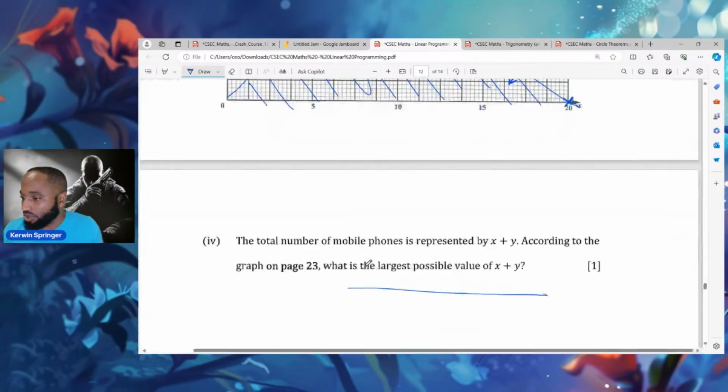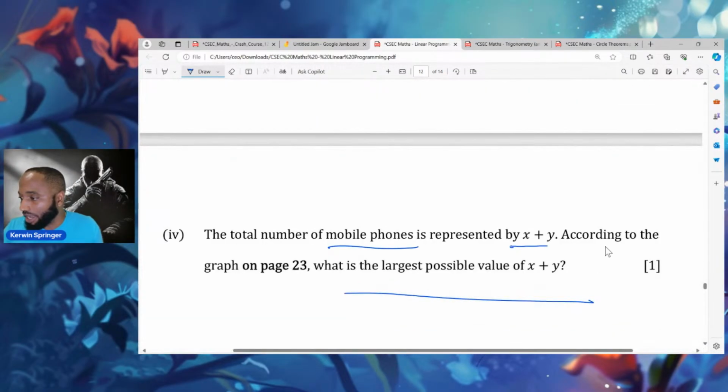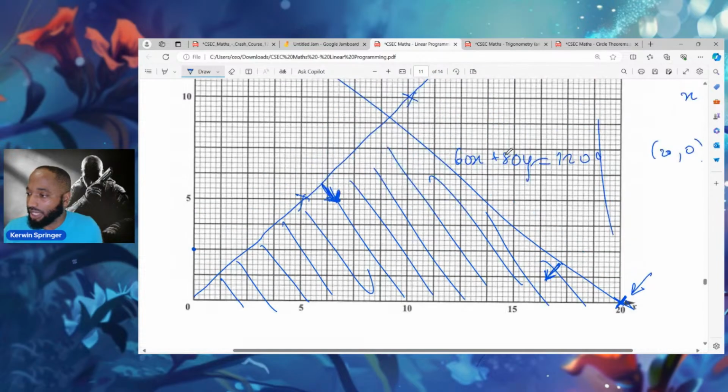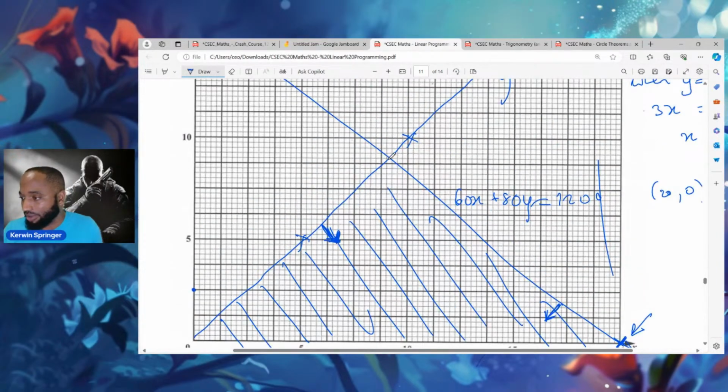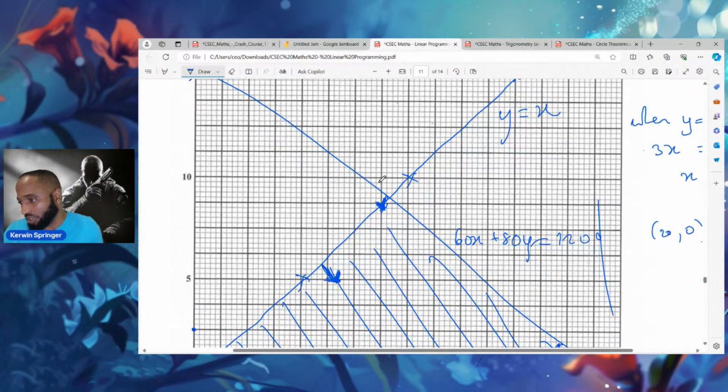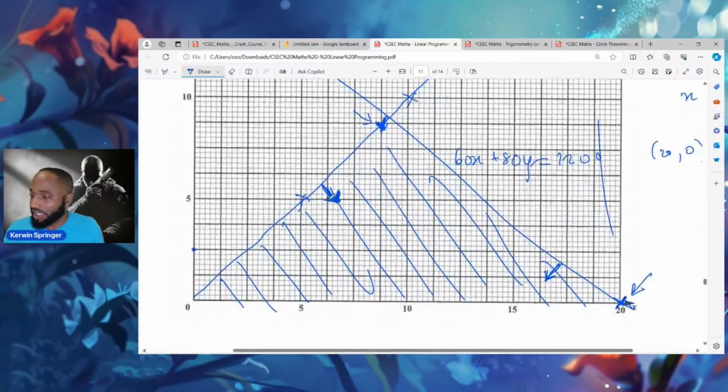Yes, like this. The total number of mobile phones is represented by x plus y. According to the graph, what is the largest possible number of x plus y? So we need to examine here, and then we need to examine up here. Well, you can't get half of a phone. So we need to get the closest whole number. The thing is, I didn't draw my line using a ruler. So let's suppose that the intersection was here. We just pretend that the intersection was there. Is that the idea you need, right? So 5.